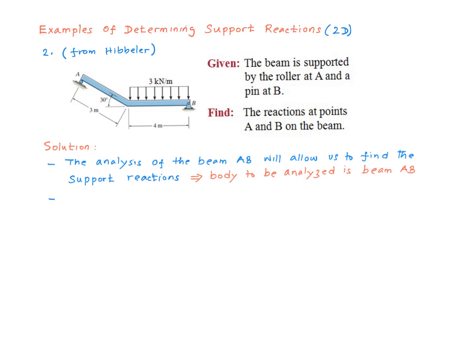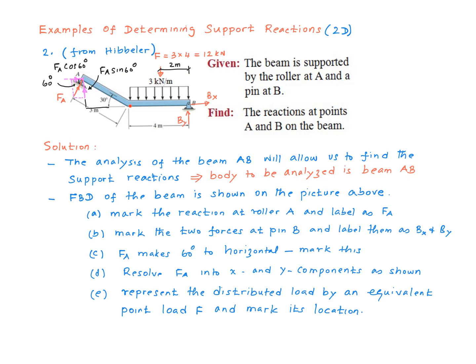We need to find the support reactions at A and B, and as we have seen in the first example, the analysis of the beam would allow us to find the support reactions, and therefore the body to be analyzed is beam AB. So I have drawn the free body diagram of the beam right on the picture. So these are the key aspects of developing this free body diagram.